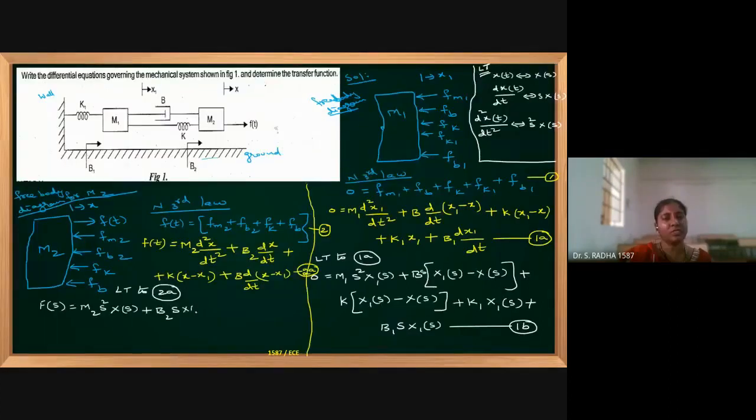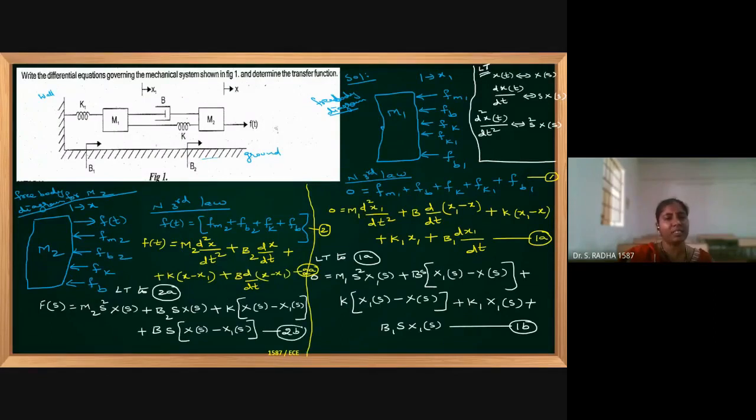Equation 2: s into x of s plus, next term is k into x minus x1. So k into x of s minus x1 of s. Now the last term b into d by dt of x minus x1. Okay, last term b into first order derivative is there, so I will write s. Next I have to write x of s minus x1 of s. Okay, and this is equation 2b.